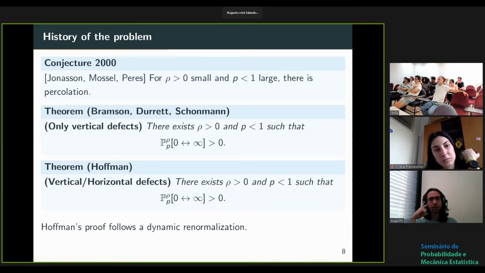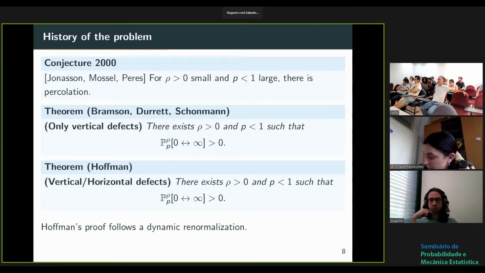We have an extension of this BDS theorem where we only keep vertical defects, but we allow the interspace between them, between the columns, to be not geometrically distributed, but have heavy tails. So as long as psi has a moment of order 1 plus epsilon, you also percolate. But here again, only vertical defects. The case where you actually have vertical and horizontal defects was proved much later by Hoffman. He proved exactly the conjecture that there exist a small enough rho and large enough p such that you percolate. We are going to review that result.